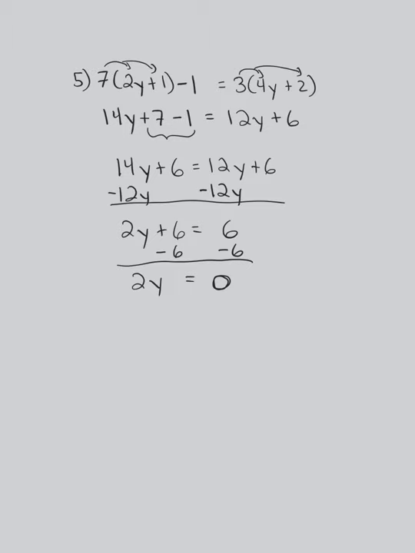How do you isolate the y now? You have 2 times y. The opposite operation is dividing, so we do divided by 2. The 2's over here cancel, and so I have y equals 0 divided by 2.